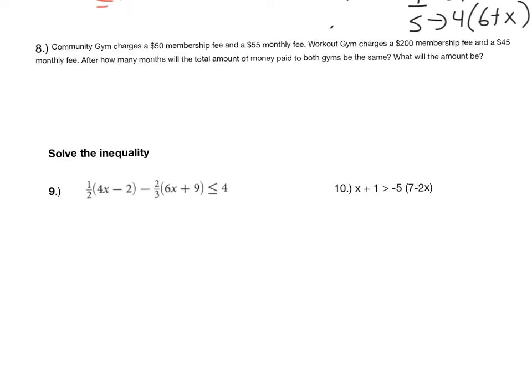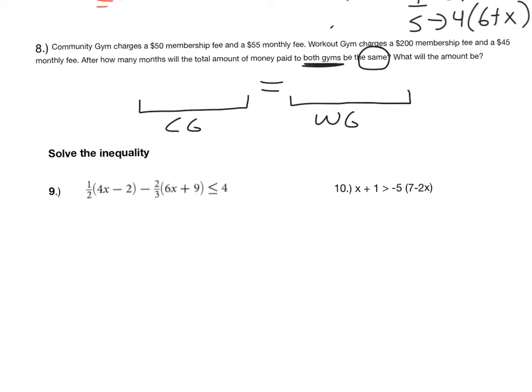Community gym charges a $50 membership fee and a $55 monthly fee. Workout gym charges a $200 membership fee and a $45 monthly fee. After how many months will the total amount of money paid to both gyms be the same? And what will that amount be? So the same is going to mean equal. And what do we want to be equal? We want community gym to be equal to workout gym, right? Because it says after how many months will the total amount of money paid by both gyms, and those are the gyms that we're talking about, be the same.